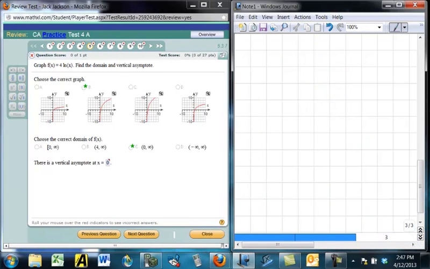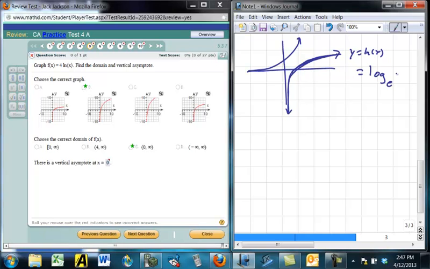For ln of x, e to the x looks basically like that. Reflect over the line y equals x, and ln of x looks kind of like this, as do any logarithms when the base is bigger than 1. Of course, ln of x is just another way of saying log base e of x. e is greater than 1, it's 2.7 something. Okay, and so it looks like that.